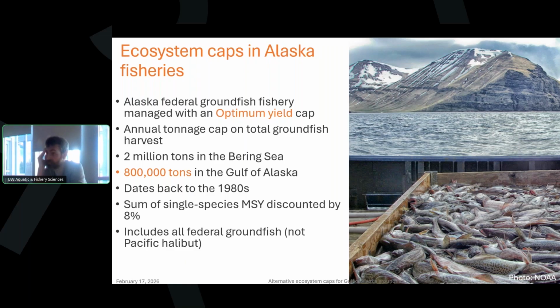So I'll take a quick break to talk about what optimum yield means. It's broader than the caps. Optimum yield is a term that, again, this is my understanding of it, is actually enshrined in the Magnuson-Stevens Act, and it's part of the fisheries management.